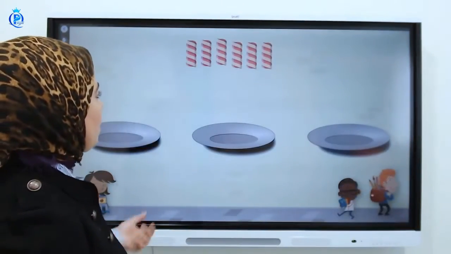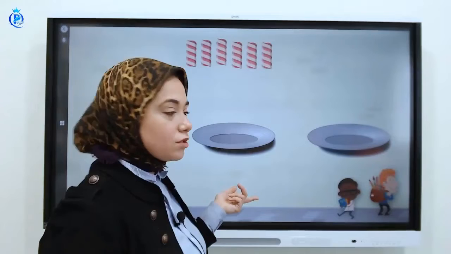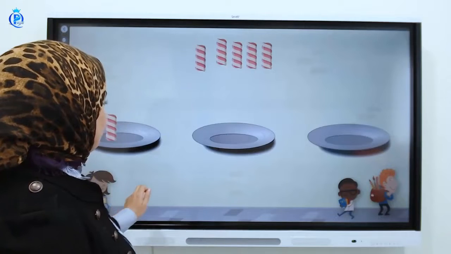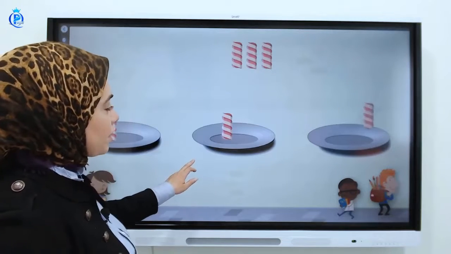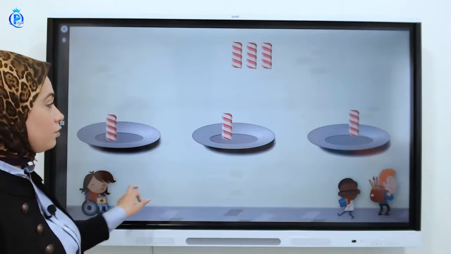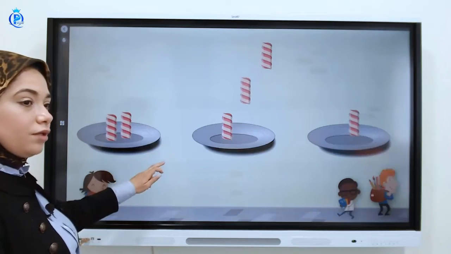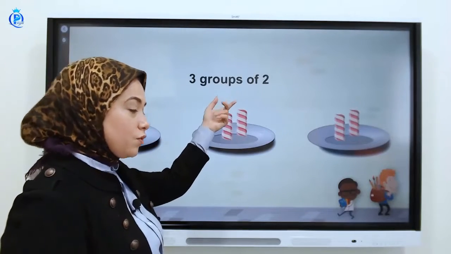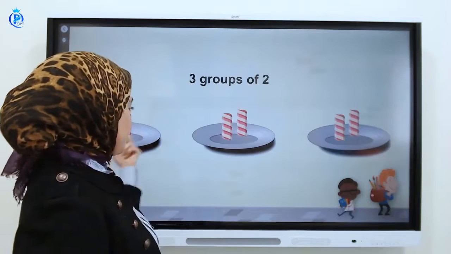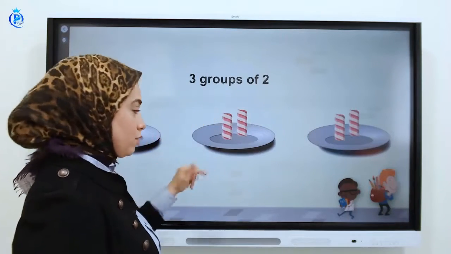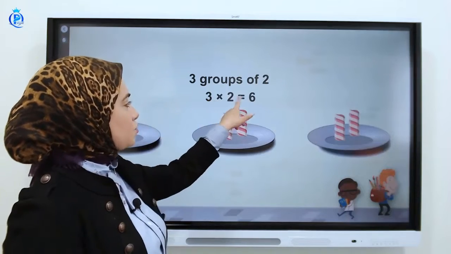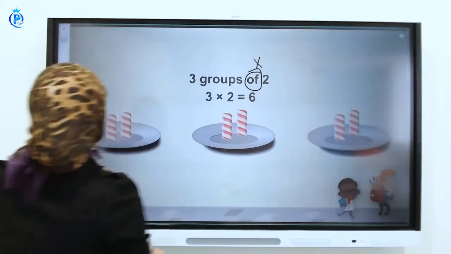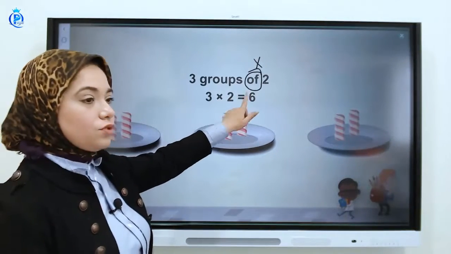Look at this. I have 6 marshmallows and I want to distribute them equally to the plates. Every plate will take 1 marshmallow. I will distribute again. So, 3 groups of 2. What does this mean? I have 3 groups of 2. 3 groups of 2 means 3 times 2. Of means times. So it will be 3 times 2 equals 6.